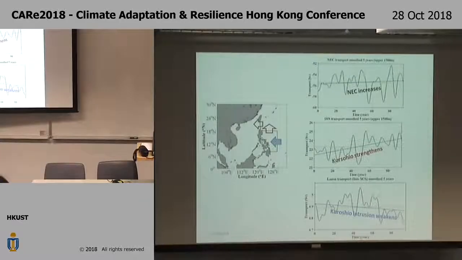This current is called the North Equatorial Current, and it's very important. The current is driven by the trade wind. You all know the trade wind? There's wind here. So this current can intensify under the warming situation. Therefore, our Kuroshio current also intensifies. So the current going into the South China Sea is decreasing.